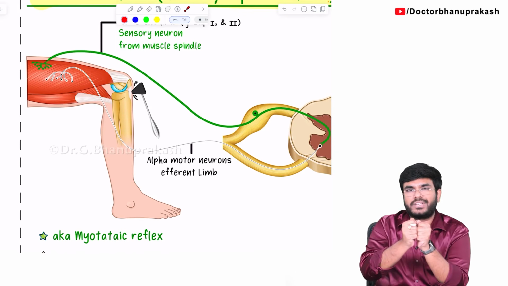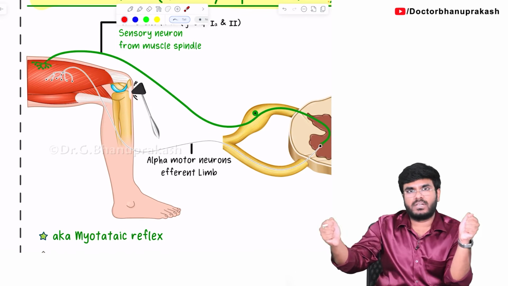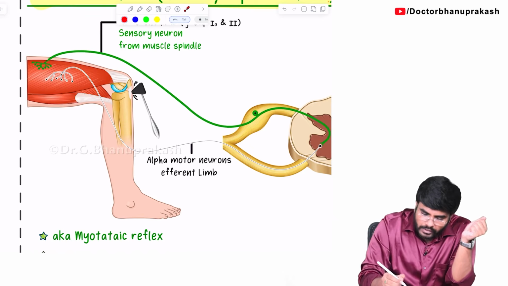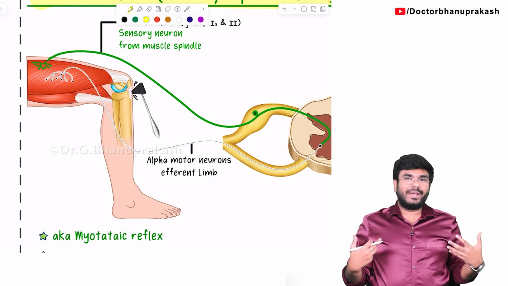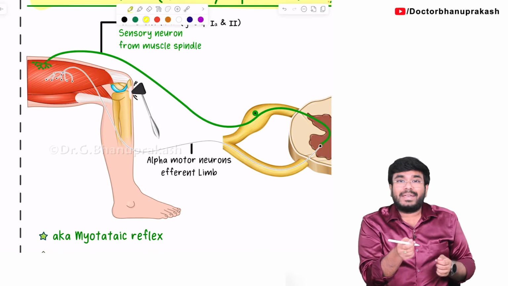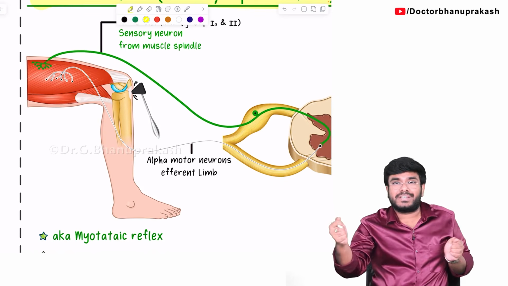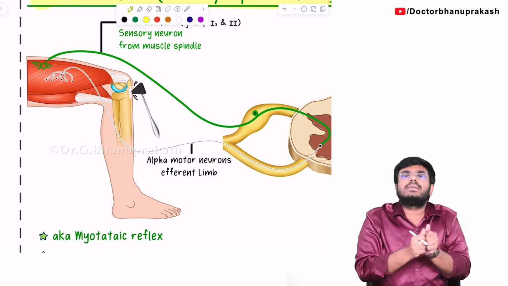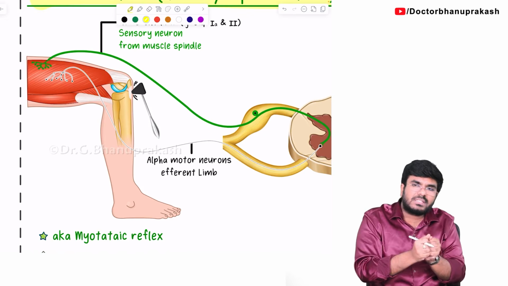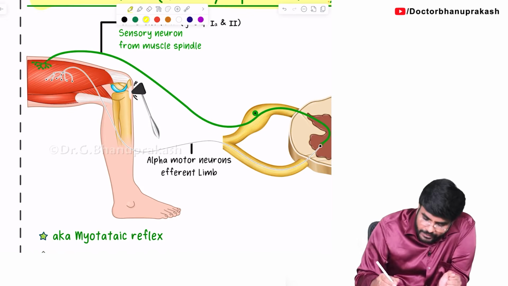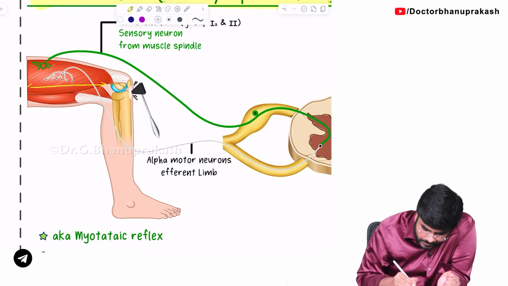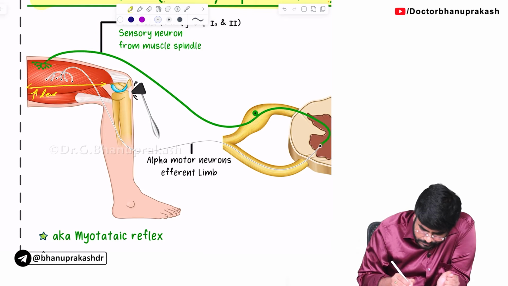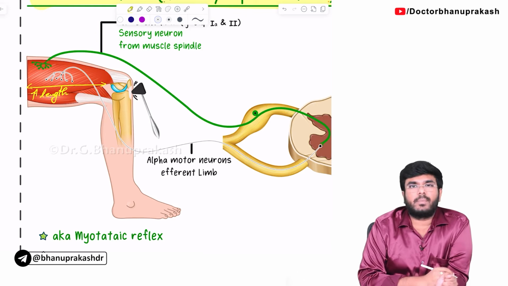Okay, there is going to be a sudden stretch in the quadriceps muscle. Now tell me, when a muscle is suddenly stretched, I am not doing it voluntarily. I am just tapping over there. In this person, there is a passive stretch. He is not doing it actively. So the external force is causing the sudden stretch in the muscle. So what happened? There is a sudden increase in the length of the muscle.